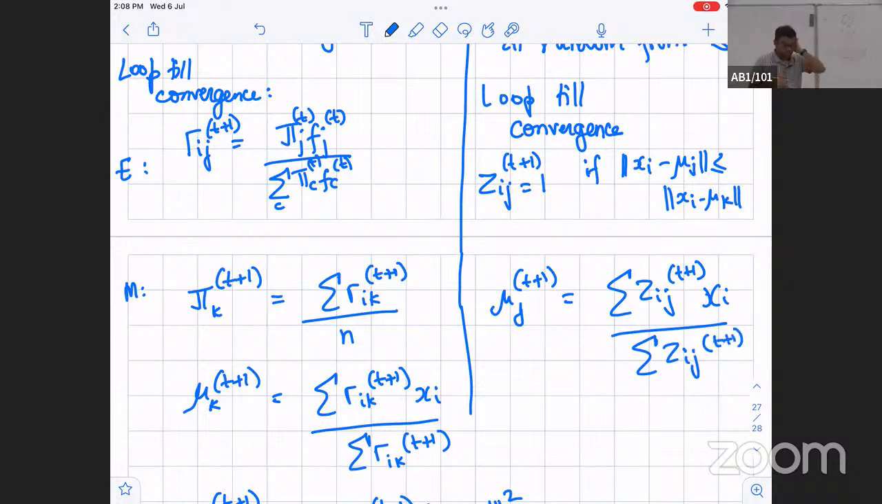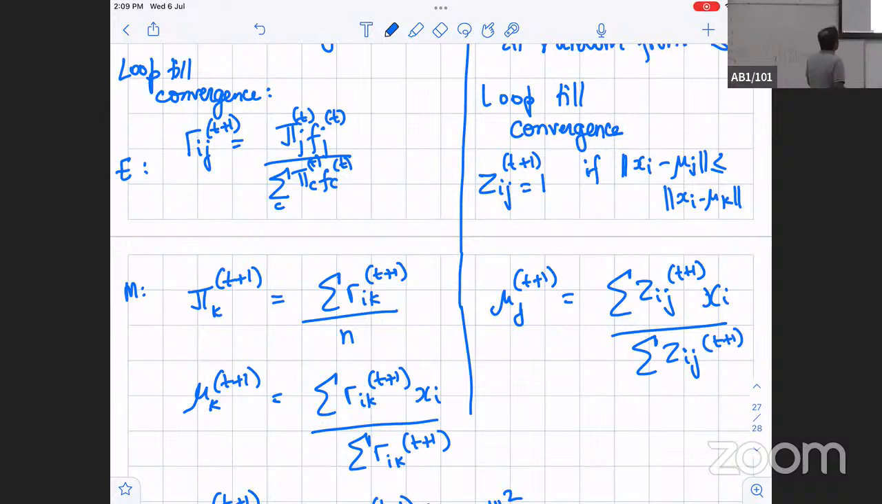So can you see some contrast between the two? Is the idea clear? Zij of t plus 1 is either 1 or 0. It's a hard assignment. You are assigning the ith point to one of the k clusters. There has to be a minimum, right? If there are k fixed values, there has to be a minimum, and one of them is assigned 1. But here you are having a probabilistic assignment. Gamma ij is a probabilistic assignment. Do you see the difference?